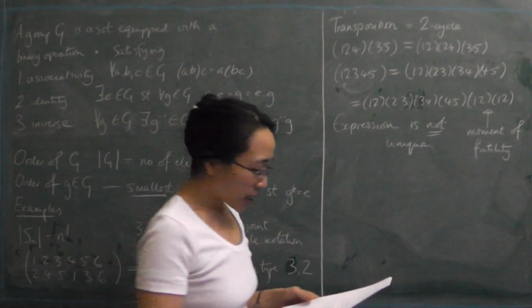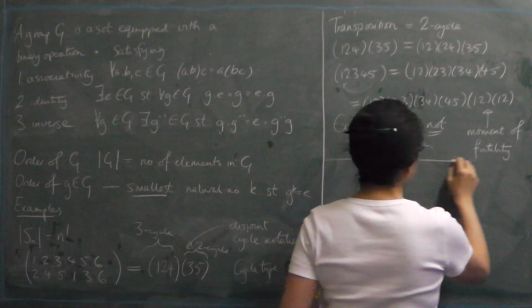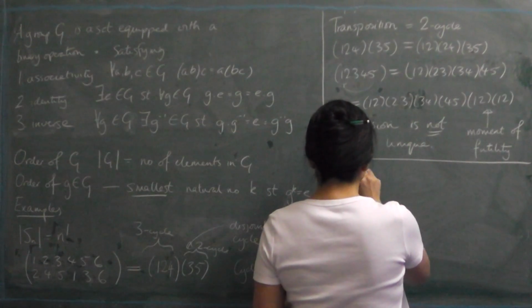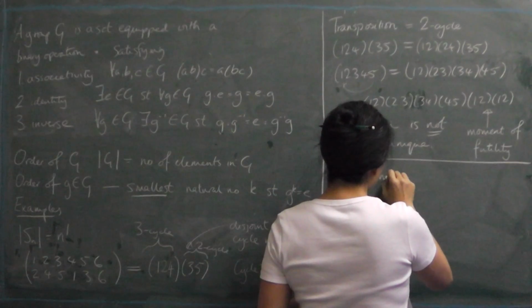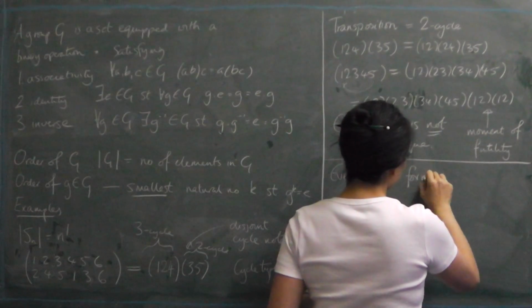So then the question is, do the even permutations form a subgroup? The even permutations, yes, they do form a subgroup.